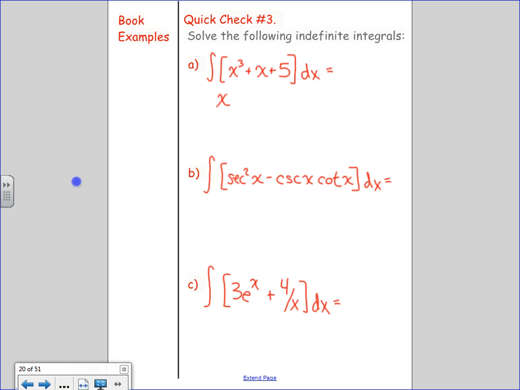X to the 4 over 4, or you could say times 1/4, plus x squared over 2, or times 1/2, plus, this is the one that somehow just confuses us the most, 5x, right? Okay, 5x. But everyone, what's going to be the new u prime that you're going to forget? Plus C.